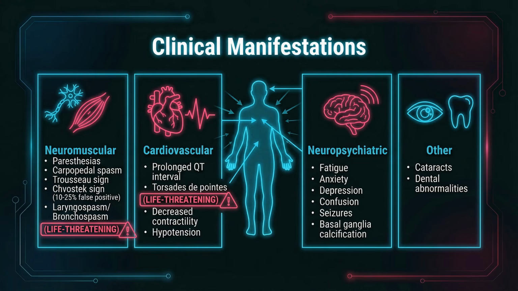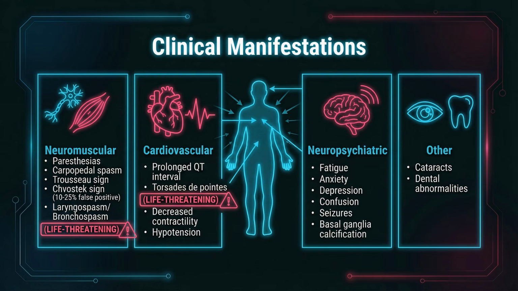Clinical manifestations span multiple systems. Neuromuscular signs include paresthesias, carpopedal spasm, Trousseau sign, and Chvostek sign. Note that Chvostek sign has a 10 to 25% false positive rate. Laryngospasm and bronchospasm can also occur and are life-threatening.